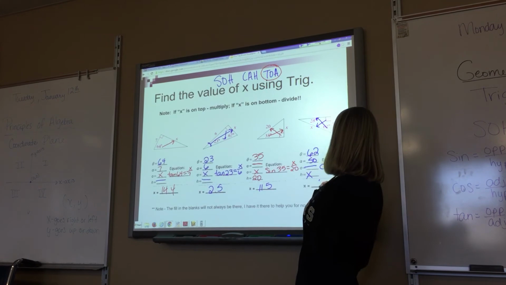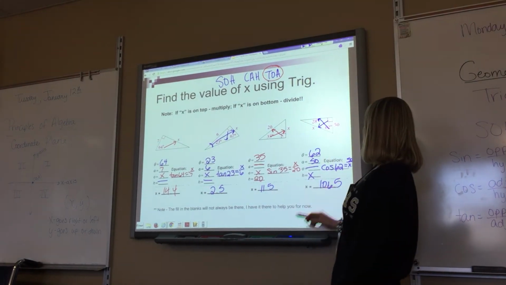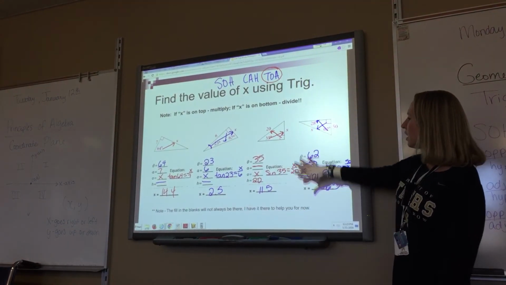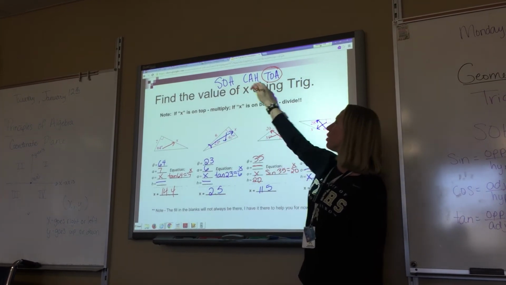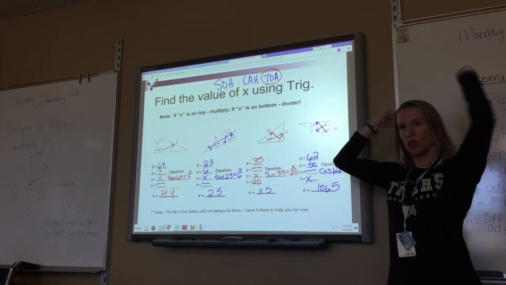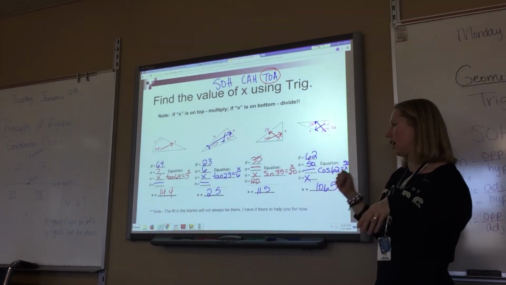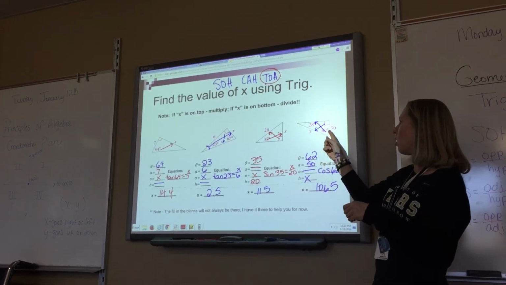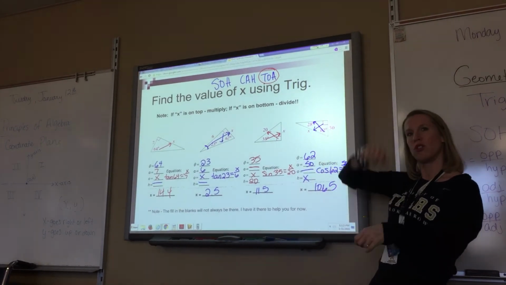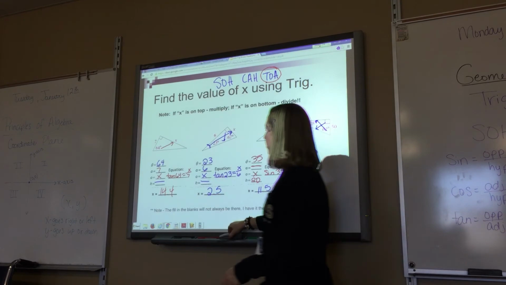So 106.5. These fill in the blanks are there to help you decide which one to use, but eventually I'm going to take those fill in the blanks away. And you're going to have to be able to just look at it and go, okay, there's no hypotenuse, so I know to use tan or whatever.